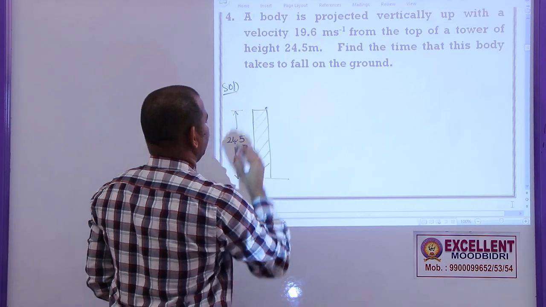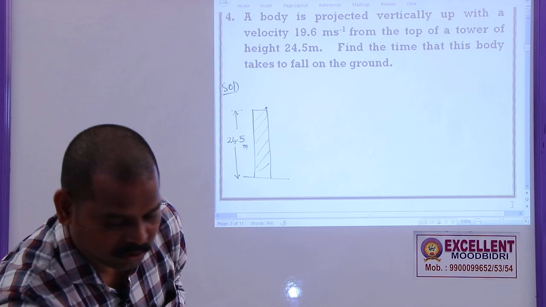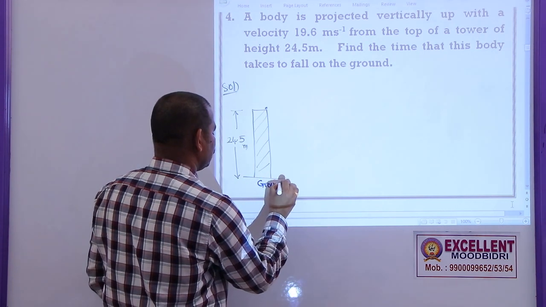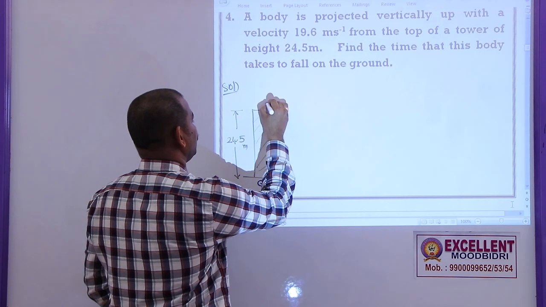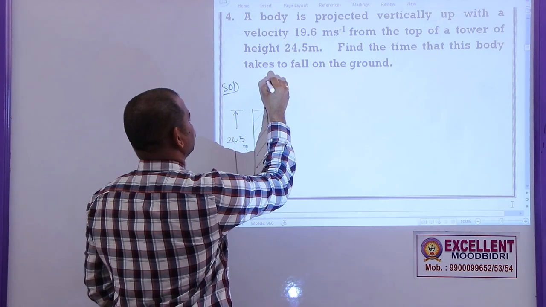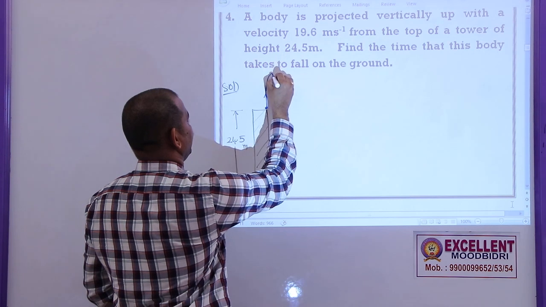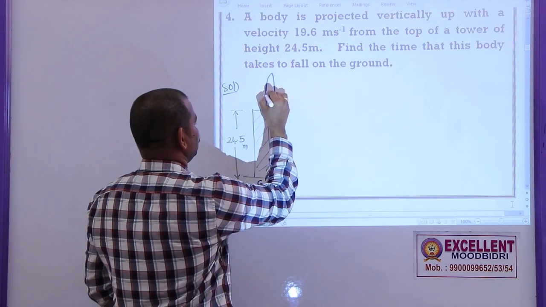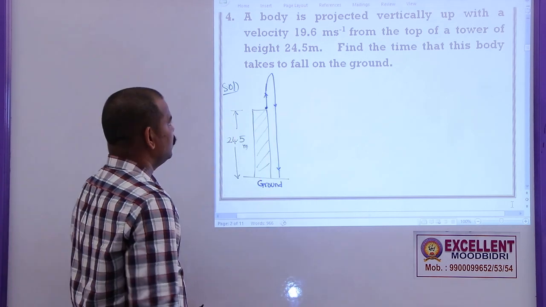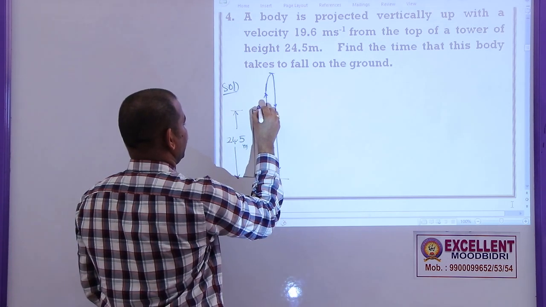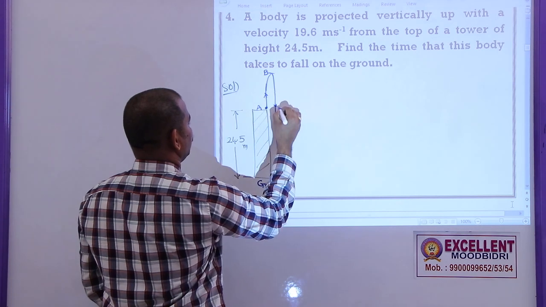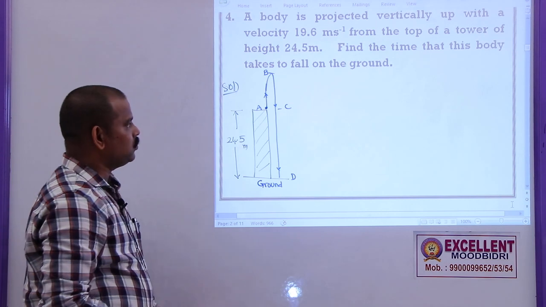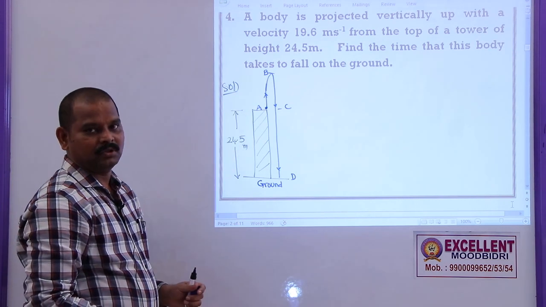From the top of this tower, a body is thrown vertically upwards. So, it is not thrown from the ground level, this is the ground level. So, the body is thrown from here, it is going up. Afterwards it reaches the maximum height, then it falls freely under gravity. So, this is the diagram for the motion of this body. Let me take this point as A, this point as B, this point as C, this point as D.